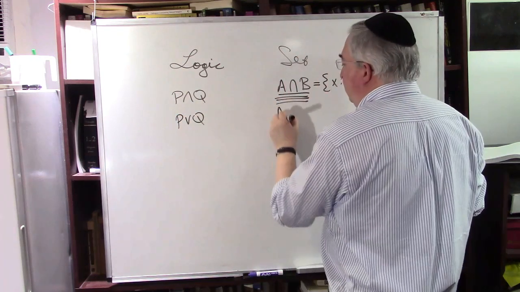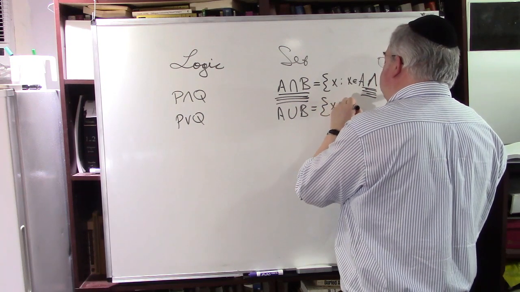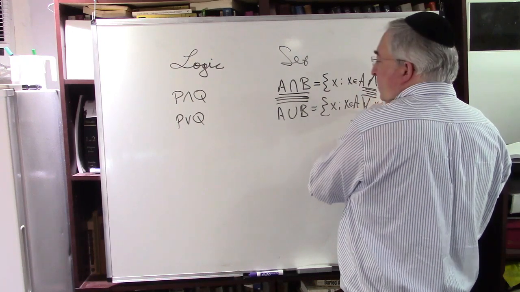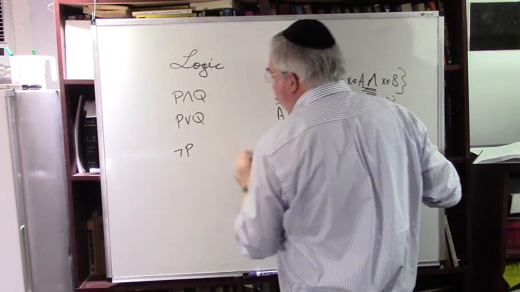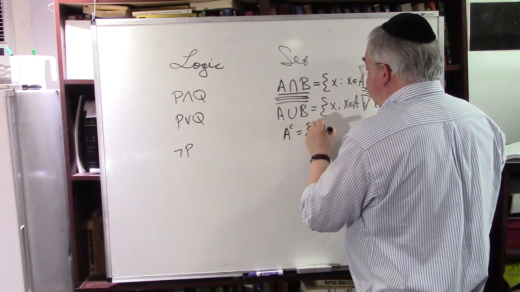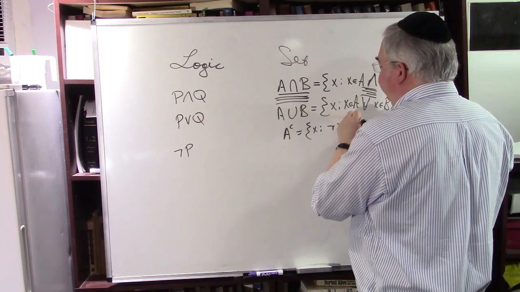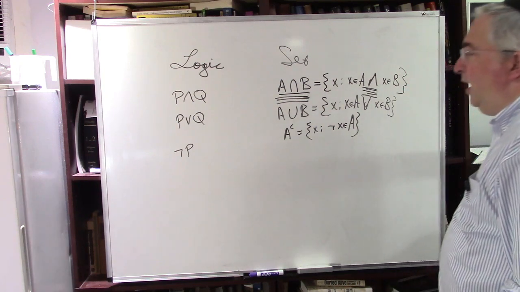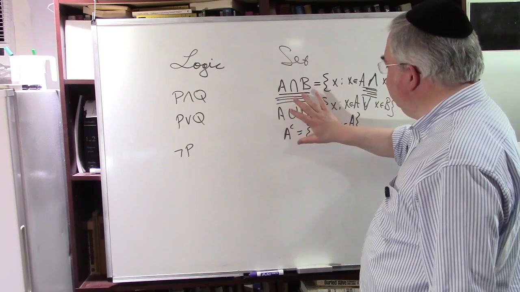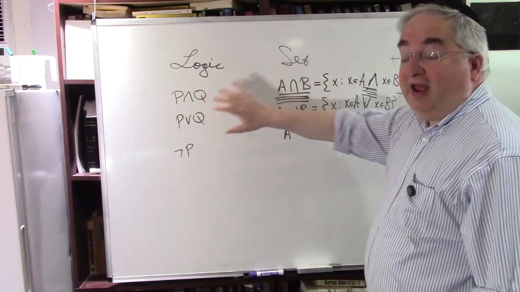P or Q corresponds to A union B, which is equal to x such that x is a member of A or x is a member of B. Okay, and finally, not P is going to correspond to A complement, which is equal to those x such that it's false that x is a member of A. Again, the main point is that these operations in sets are defined by logic, therefore they have similar properties.